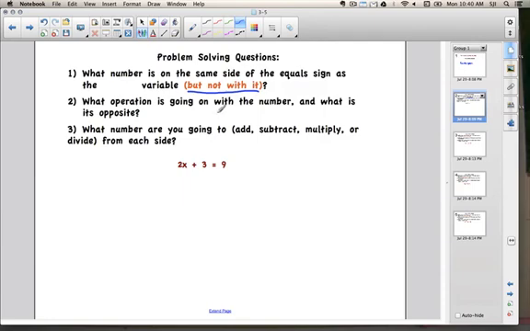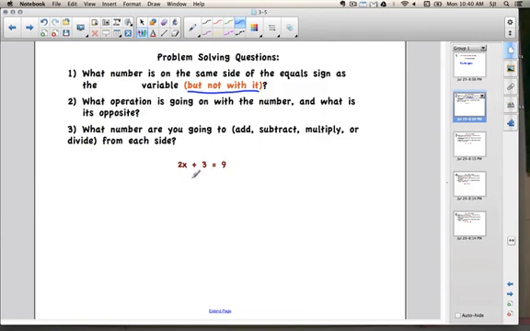Second question is, what operation is going on with that number and what's the opposite of it? Remember, you look in front of it to figure out what operation is going on. We're adding, and the opposite of addition is subtraction. The third question, what number are you going to add, subtract, multiply, or divide from both sides? We're going to subtract 3, because that's what we got here, from both sides.